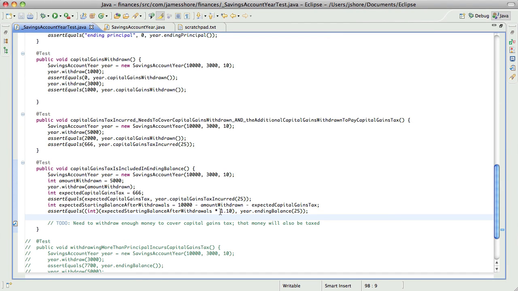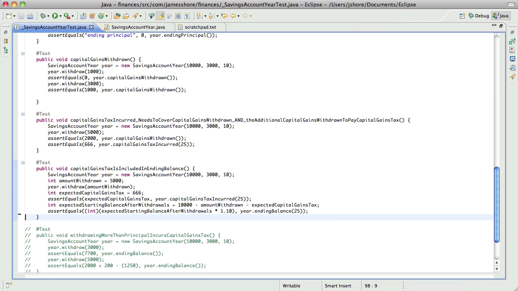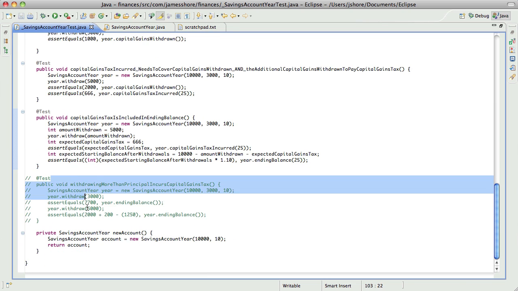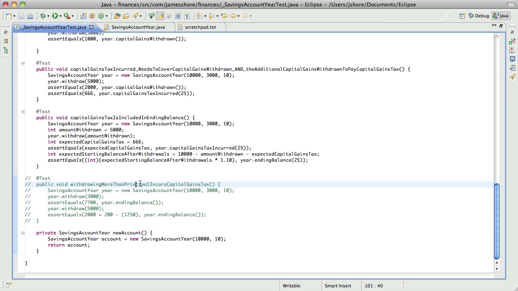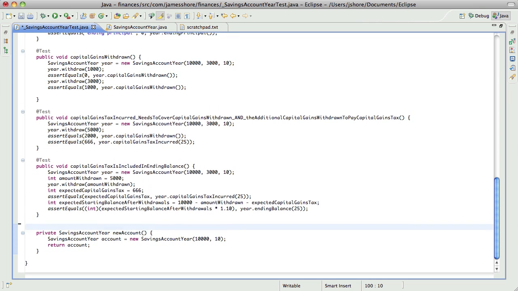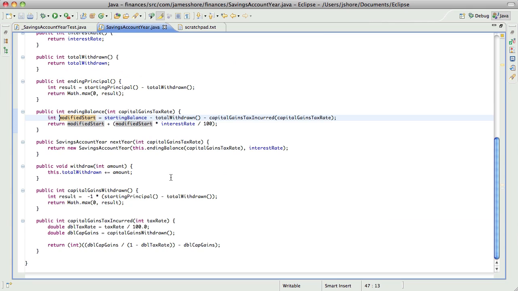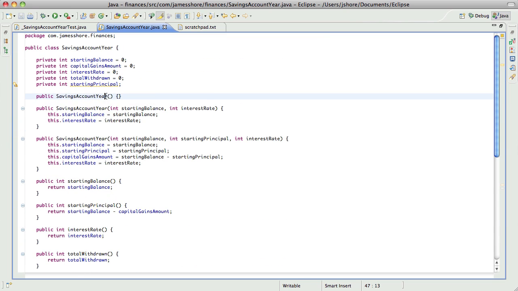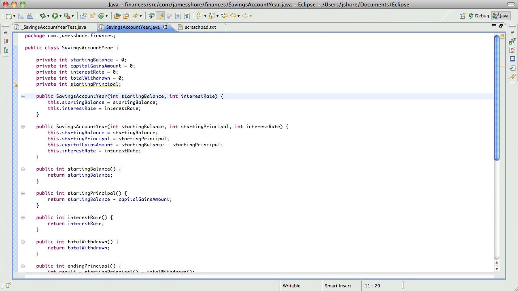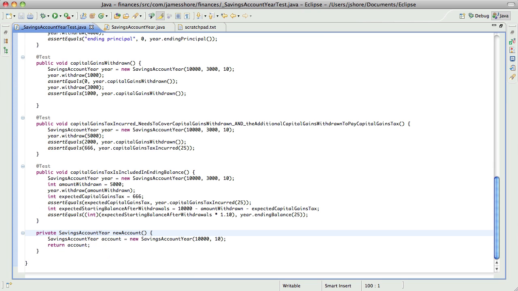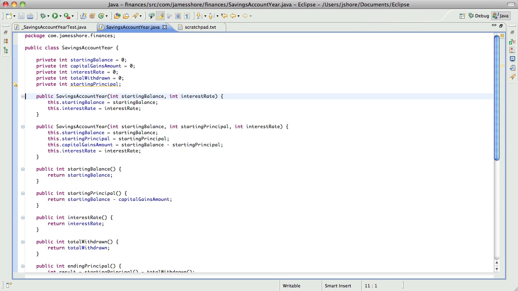So now we should have, so we've done this to do, and I think we're done with this. We've withdrawn more than the principal incurs, withdrawing more, blah, blah, blah. Okay, yeah, I think we've done that now. Also, that reminds me, earlier I said that I deleted this, but I hadn't. Yep, everything still works. Now, we're not doing the starting principal correctly here. This needs to be here.